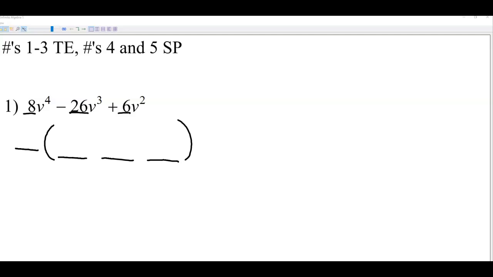So yeah, go ahead, Denise. What is it? 2. Good. 8, 26, and 6 can all be divided by 2. That's the biggest thing I can find. Also, they all have at least 2 V's to give up. Now let's do it. 8 divided by 2 is 4. 26 divided by 2 is 13. 6 divided by 2 is 3. I'm going to do the V's next.